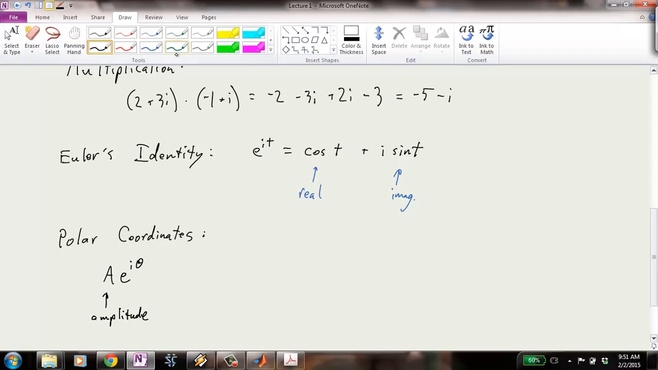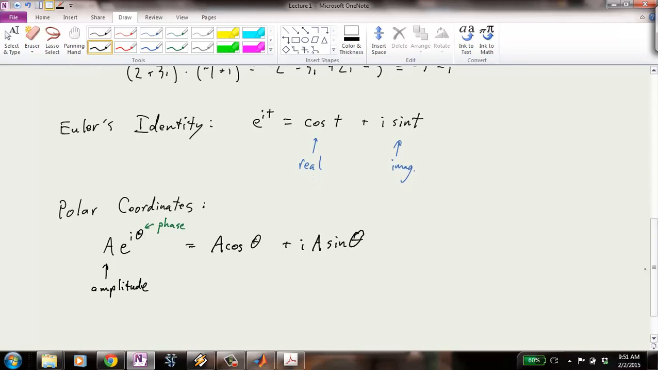theta is the phase. And notice that by Euler's identity, this equals a cosine theta plus i a sine of theta. Any number can be written this way. We can go back and forth. And once you have things in polar coordinates, multiplication becomes easy, and we'll see that next time.